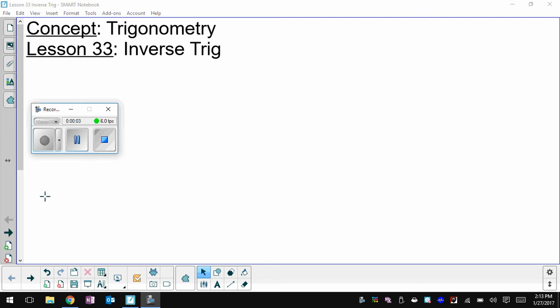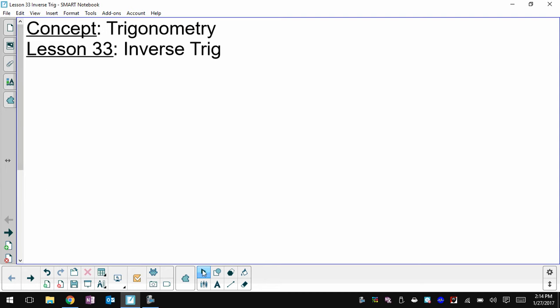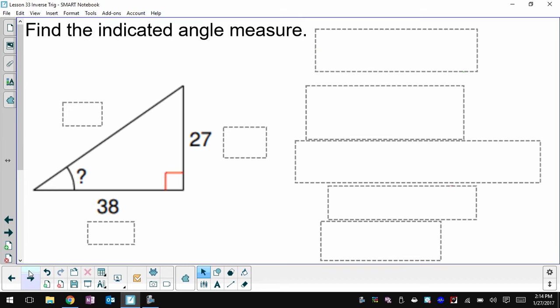Hey, today we're going to talk some more about trig functions, and this time we're going to talk about inverse trig functions, which are pretty much the opposite of what we've been doing. And we talked briefly in class about how to do them on your calculator. If you don't have a calculator, then you just get as far as you can before you need to punch it in.